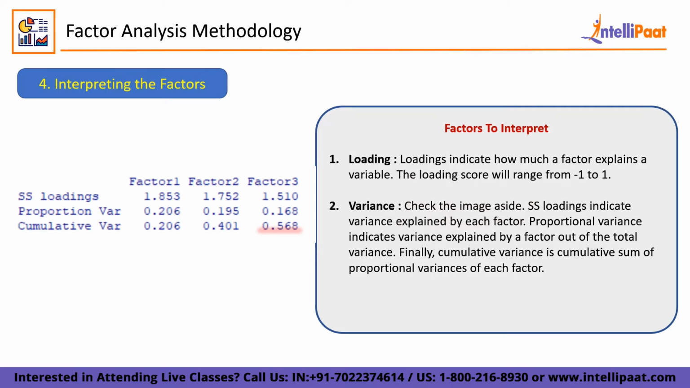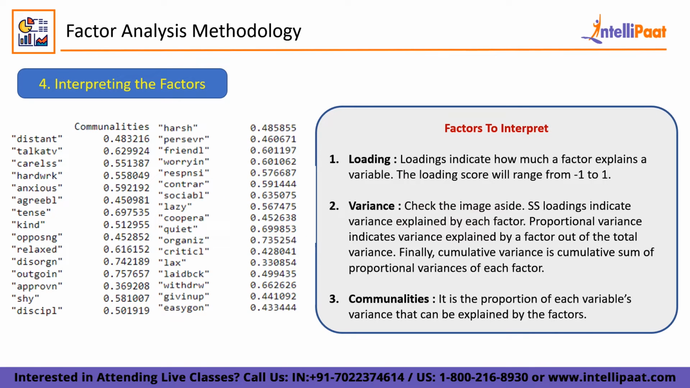In unrotated cases, the variance would be equal to the eigenvalues. Rotation changes the distribution of proportional variance, but the cumulative variance will remain the same. Oblique rotations allow correlation between the factors, while the orthogonal rotations keep the factors uncorrelated. Then we have communalities. Communality is the proportion of each variable's variance that can be explained by the factors. Rotations don't have any influence over the communality of the variables.